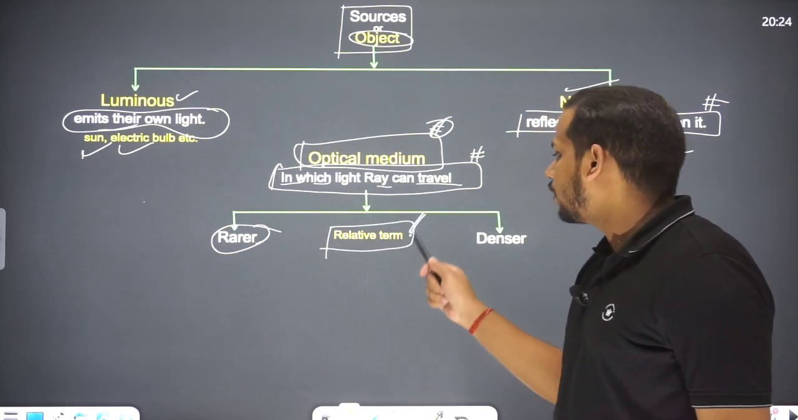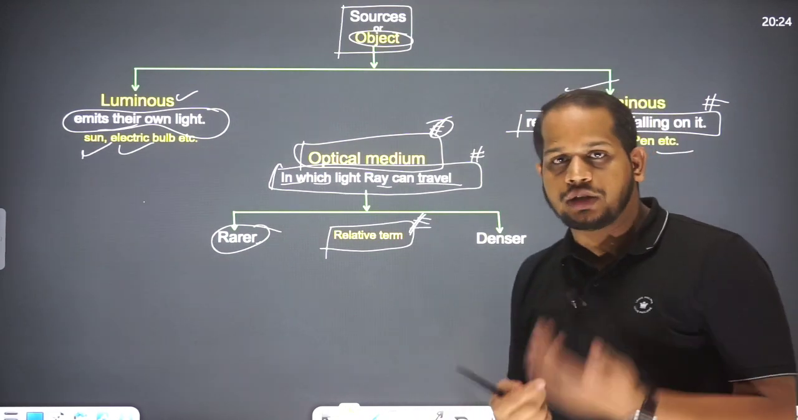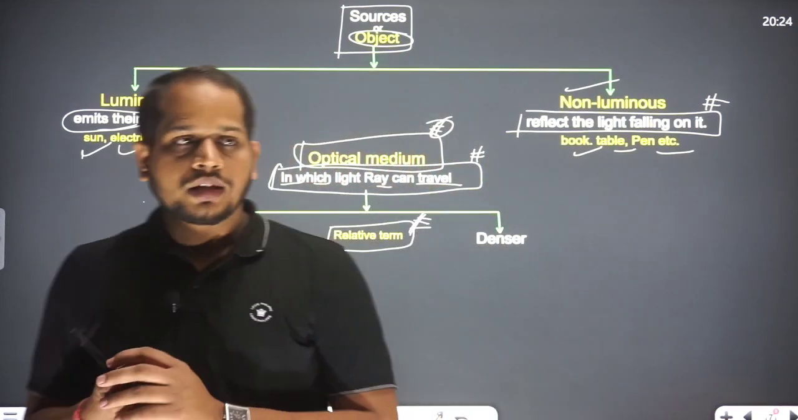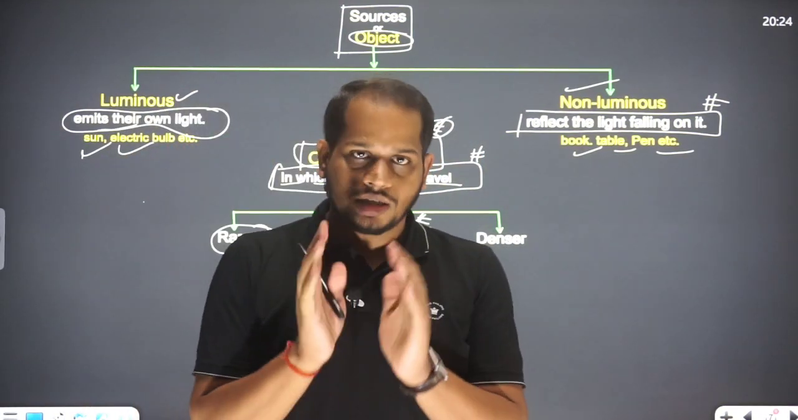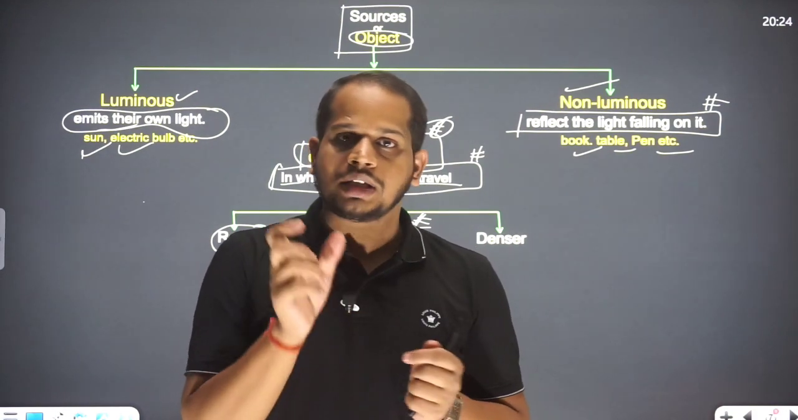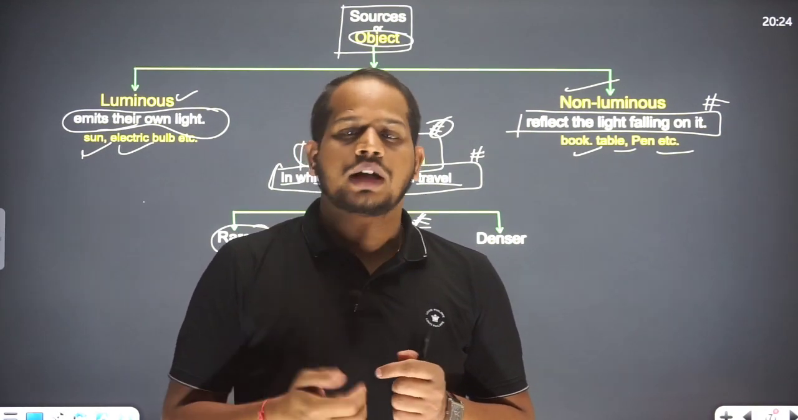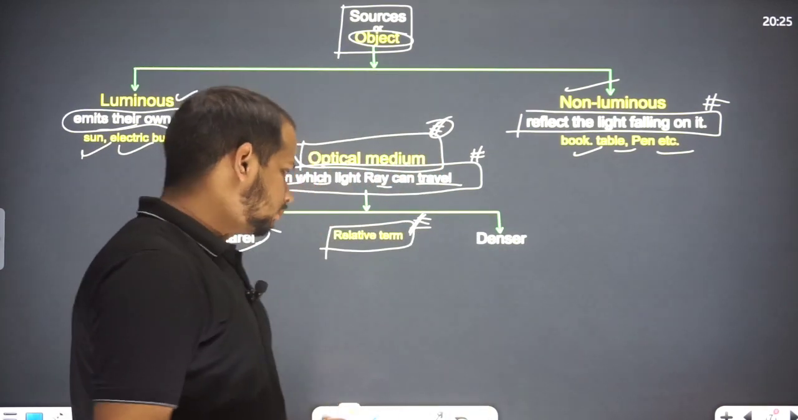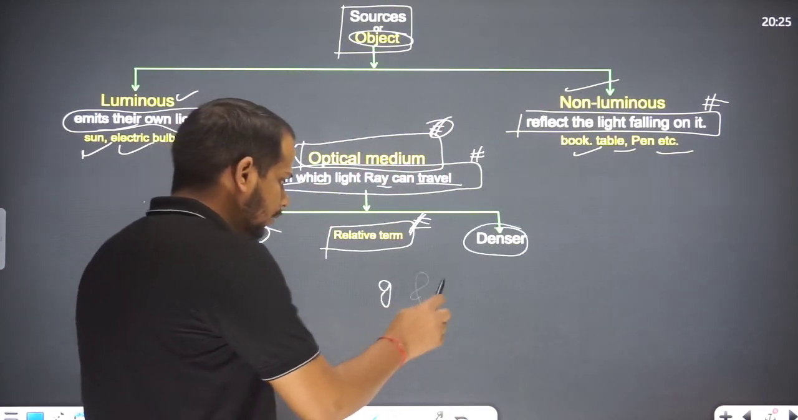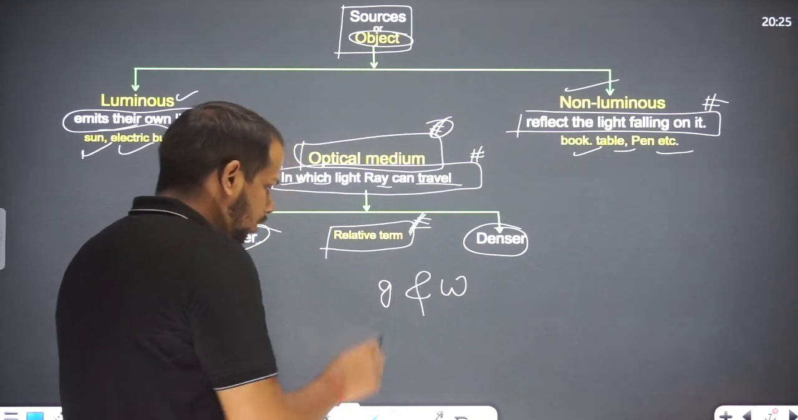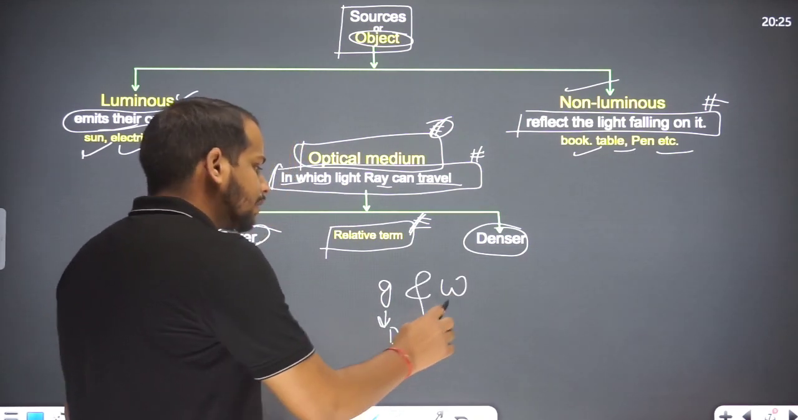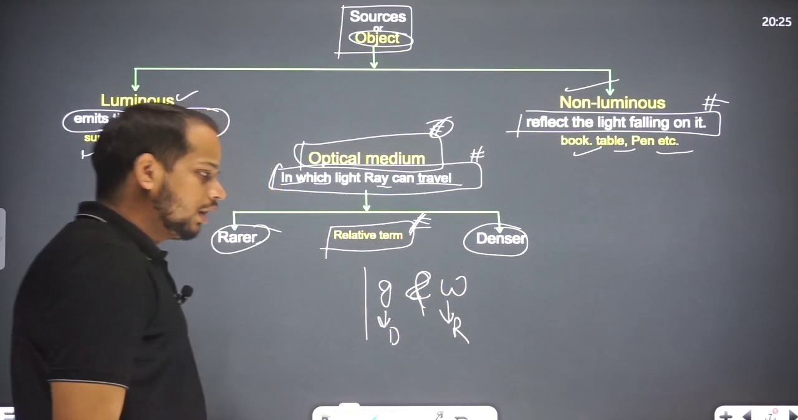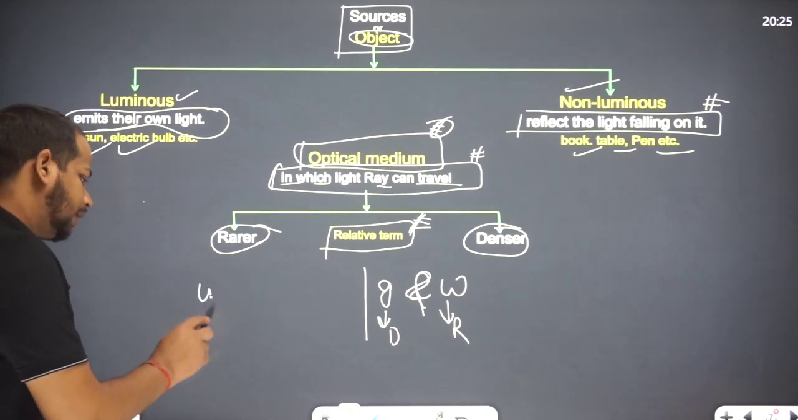It's not absolute. We cannot say this medium is absolutely rarer, or this medium is absolutely denser. We cannot use such terms, right? If we take glass and water and compare them on the basis of optical density, glass will be denser as compared to water. So water will be rarer for that, right?